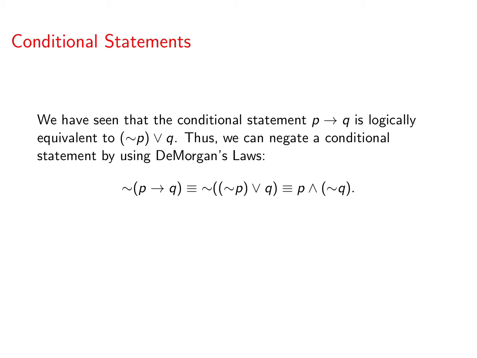Should look like this. So if I want to negate P implies Q, what I would first do is rewrite P implies Q as not P or Q, and then use De Morgan's law to negate that. Remember that De Morgan's law allows you to negate an or by turning it into an and.